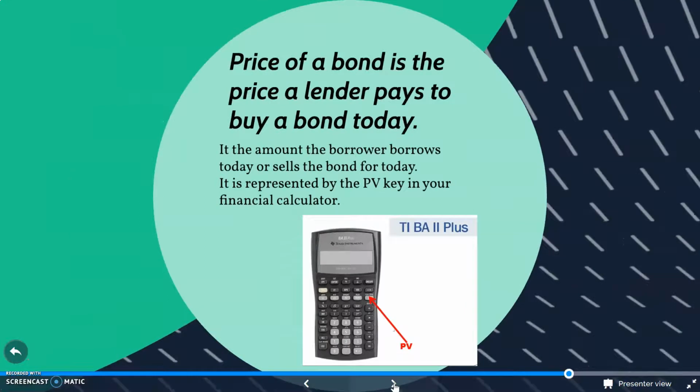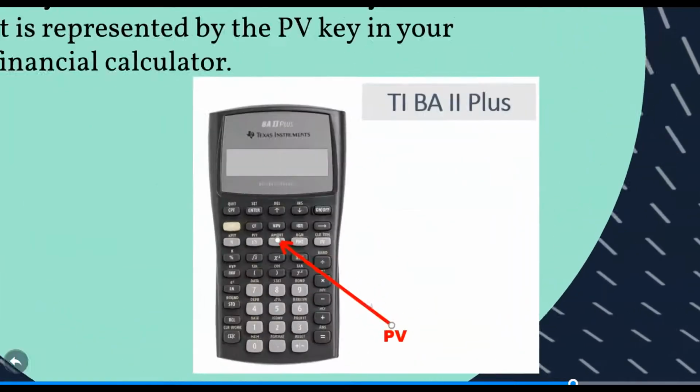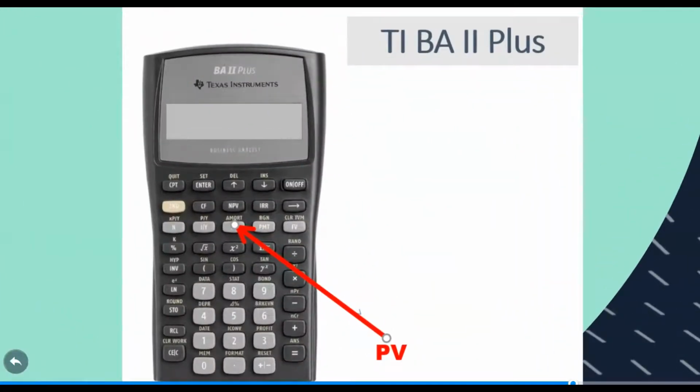The price of a bond is the price a lender or an investor pays to buy a bond today. It is the amount the borrower borrows today or sells the bond for today. Because it represents today, it's the present value or PV key in your TI BA2 Plus financial calculator.